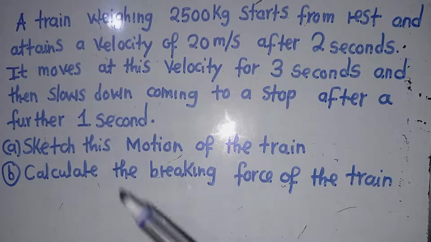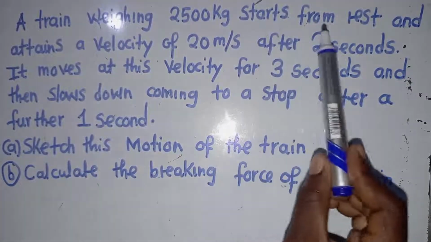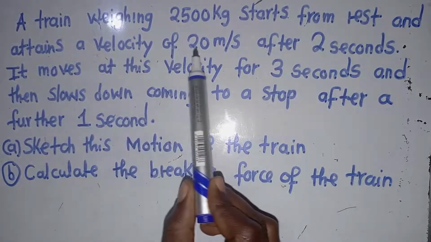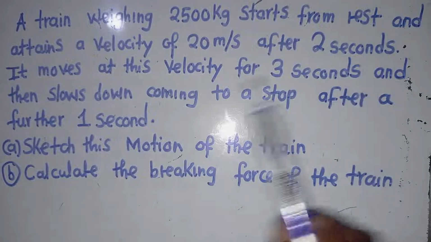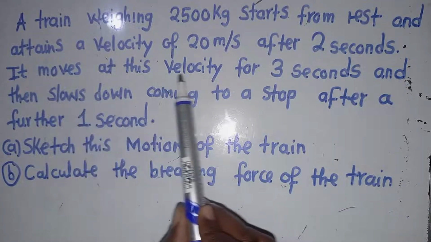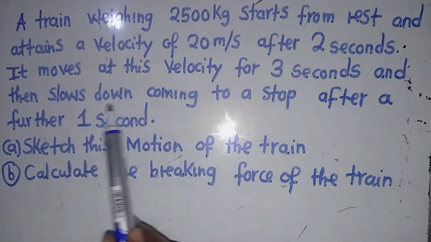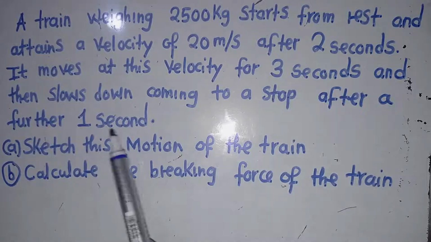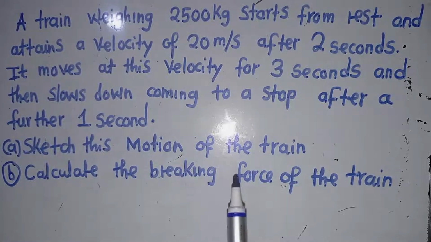So now the question is saying a train weighing 2,500 kg starts from rest and attains a velocity of 20 meters per second after 2 seconds. It moves at this velocity for 3 seconds and then slows down, coming to a stop after a further 1 second. The first question we are given is saying sketch this motion of the train.